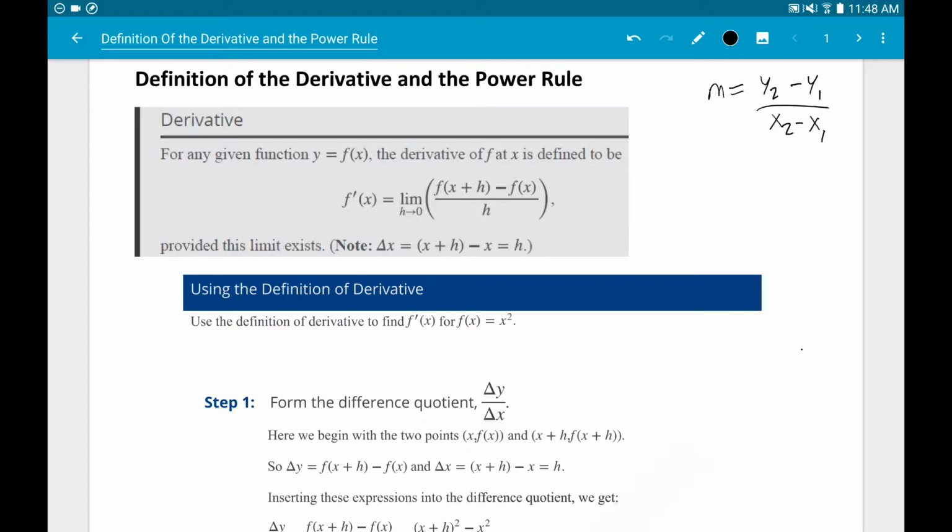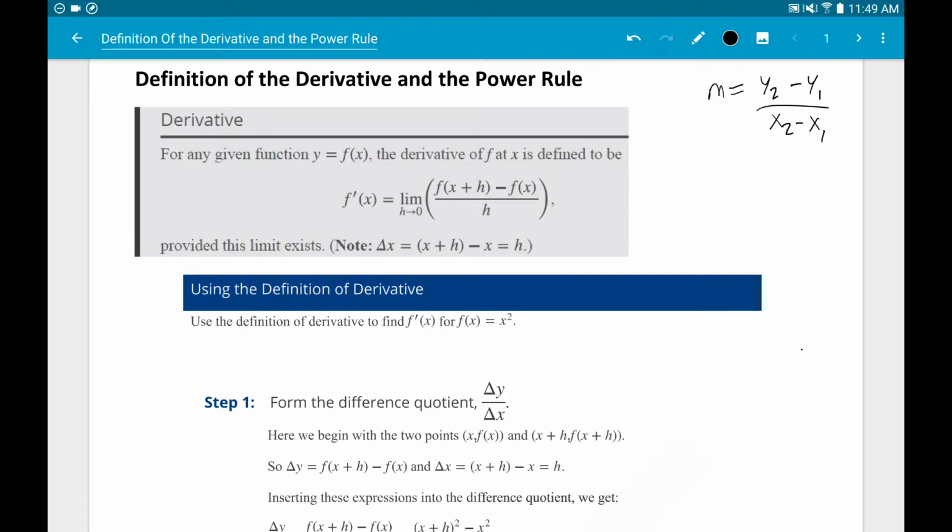To do average rate of change, you basically had to have 2 points on the graph. You had to have an x sub 1 comma y sub 1 point, and then another point, x sub 2 comma y sub 2. You applied that formula and got the slope between the lines, or in other words, the average rate of change between those 2 points on the graph. What we want to do with a derivative is we only want to use 1 point.